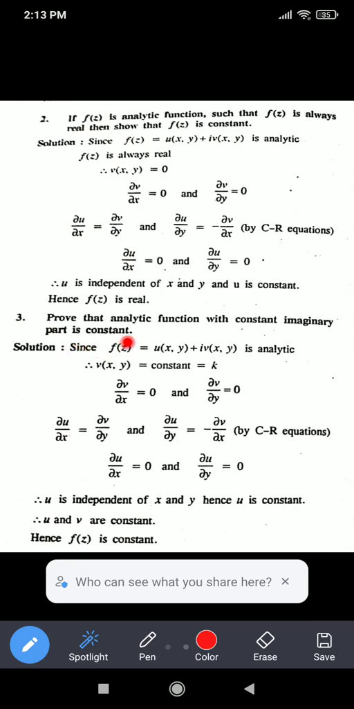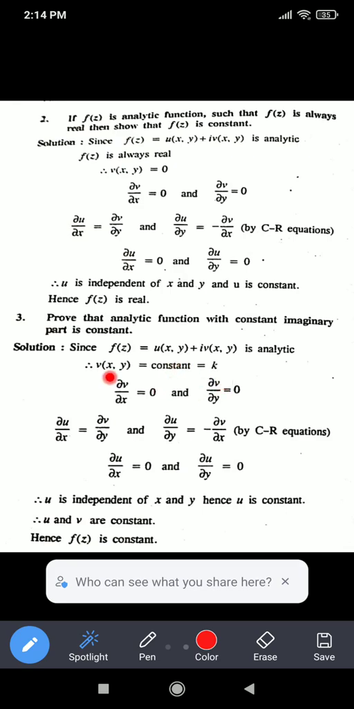Prove that an analytic function with constant imaginary part is constant. In this question, the given conditions: we know that the function f of z can be written as u of x, y plus i into v of x, y. Here it is told that the imaginary part, v of x, y, is a constant. We have to take a constant value. Solution. Since f of z is equal to u of x, y plus i into v of x, y is analytic. Now the imaginary part is constant. Already told that. Therefore, v of x, y is equal to constant, that is k.